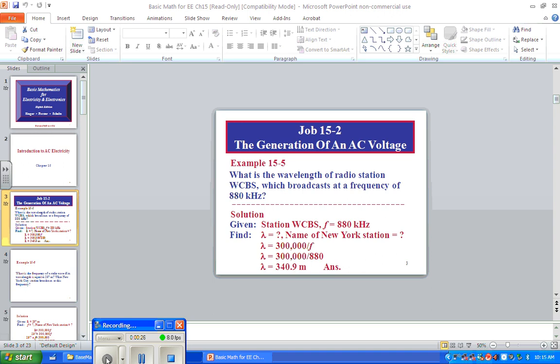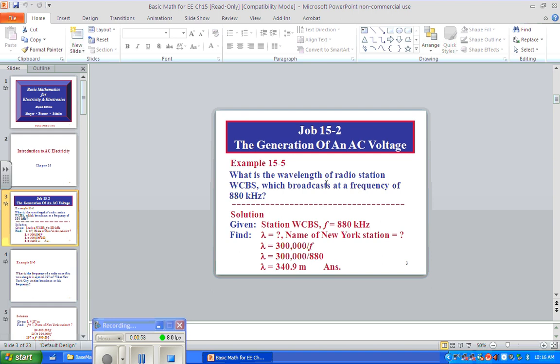And the way we find that is the frequency is 880, so we're going to divide 300,000, the speed of light basically, by 880. So we're going to divide 300,000 by 880, and that will give us the wavelength. Okay? Now, this doesn't sound like anything you're ever going to use, right? If you take the ham radio class, you might need to convert from frequency to wavelength or wavelength to frequency.